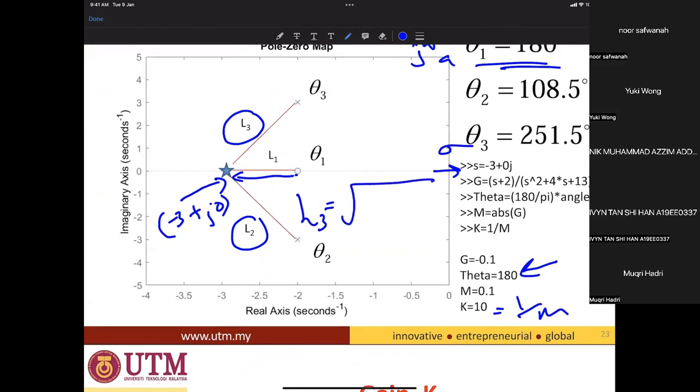Square root of 1 squared plus 3 squared. Are you sure? Yes, L3, 1 squared plus 3 squared, we get 3.16. Betul tak? Please check. Yeah, 3 squared plus 3 squared. Correct.